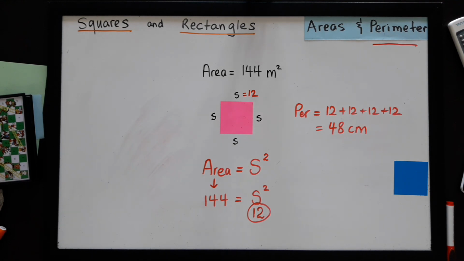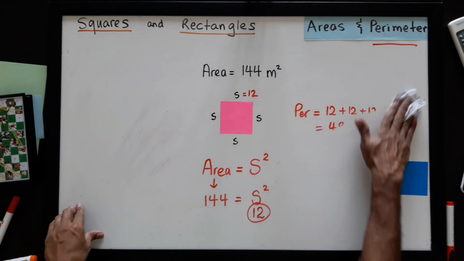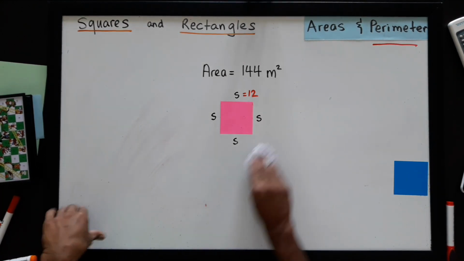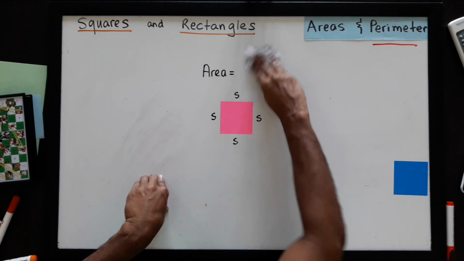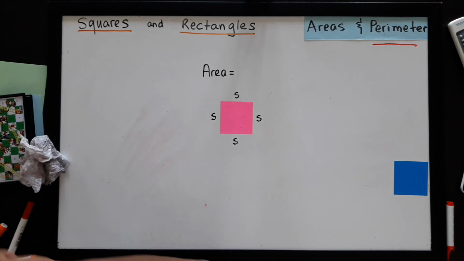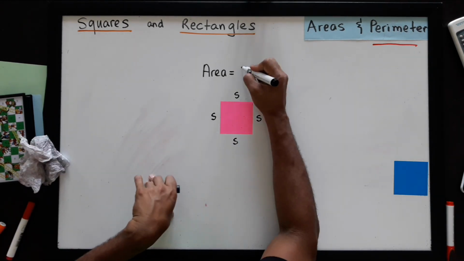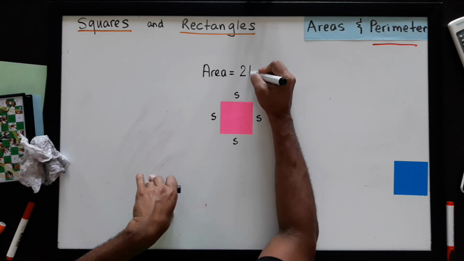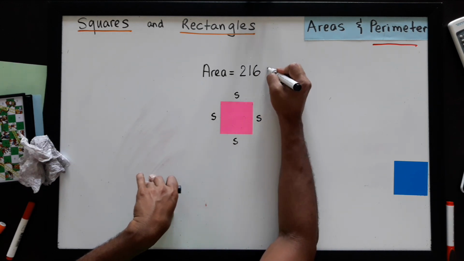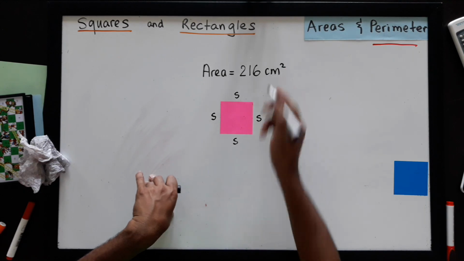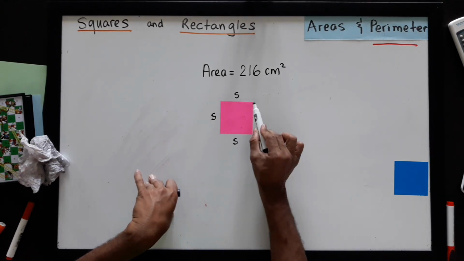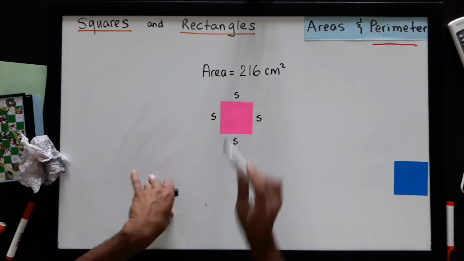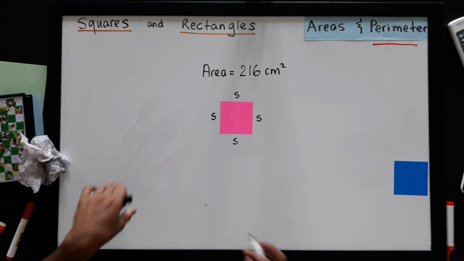And we can do that mentally. But let me change the question to make it slightly more difficult. Let's take this same square, right? And instead of the area being 144, let the area be 216 centimeters squared. And I want to know the length of one side of the square. The length of one side. Of course, all the sides have the same length.